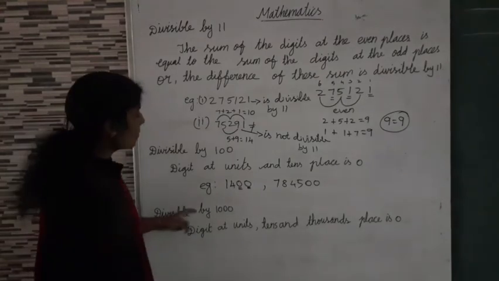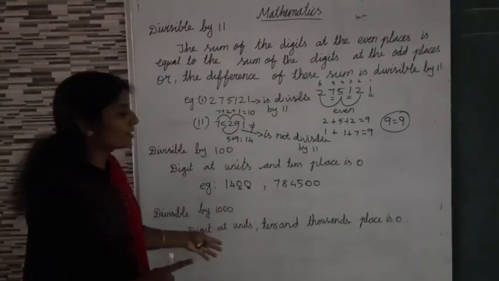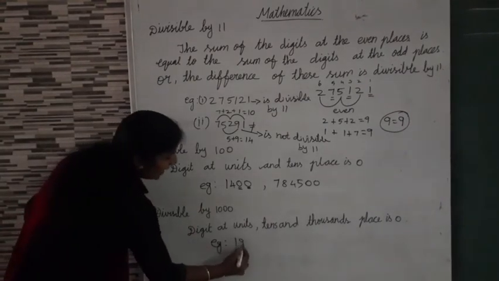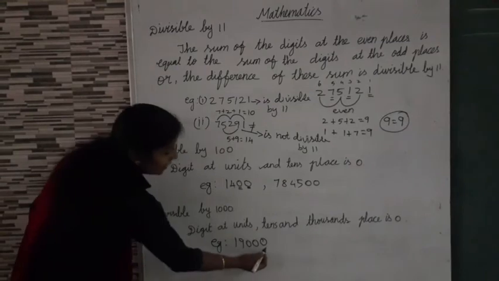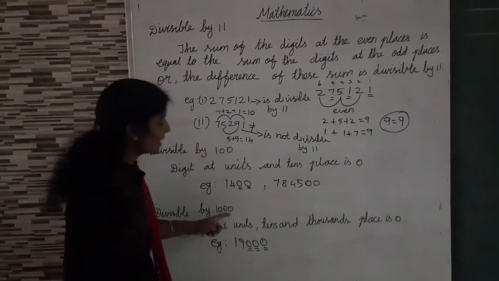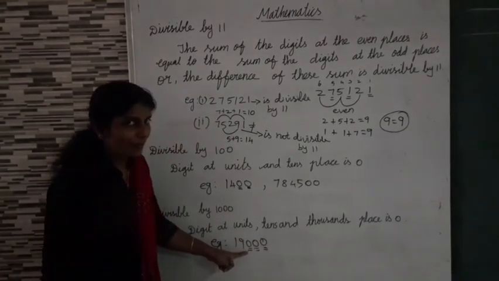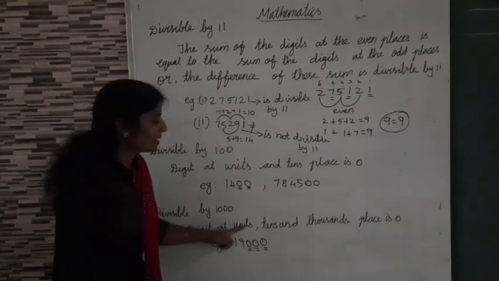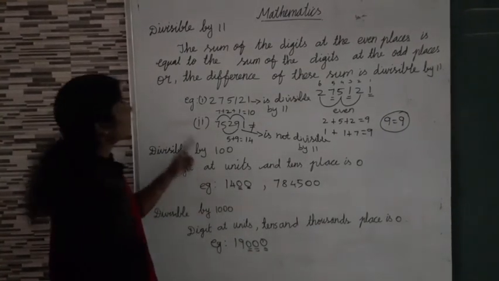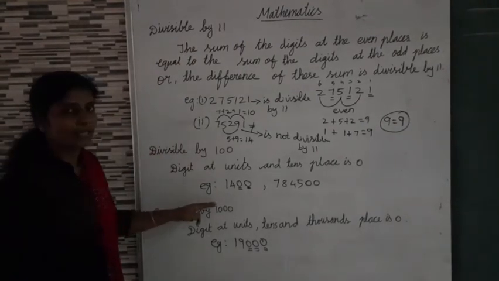Okay. Now divisible by 1000 means ones place, tens place and 1000 place also 0. For example 19000. Ones place, tens place and 1000 place are 0, because here are 3 zeros. If ones place, tens place, 1000 place is 0, that number is divisible by 1000. Okay, are you clear? Divisible by 11, divisible by 100 and divisible by 1000.